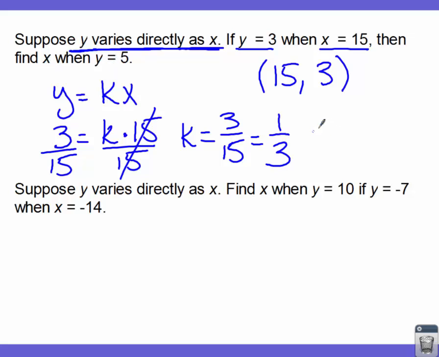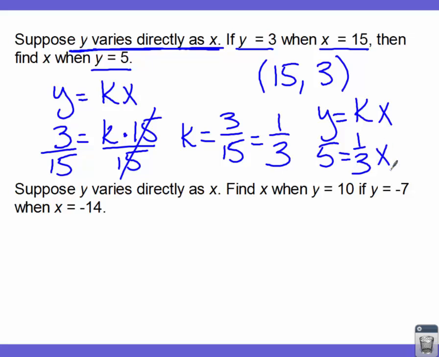So I go back to my formula. Y is equal to kx. Okay, and I'm going to take this value, 1/3, and plug it into k. So y is equal to, because I'm looking for the x, so I know y. So I'm going to plug my 5 into y. I'm going to plug my 1/3 into k. And what I'm now looking for is x.